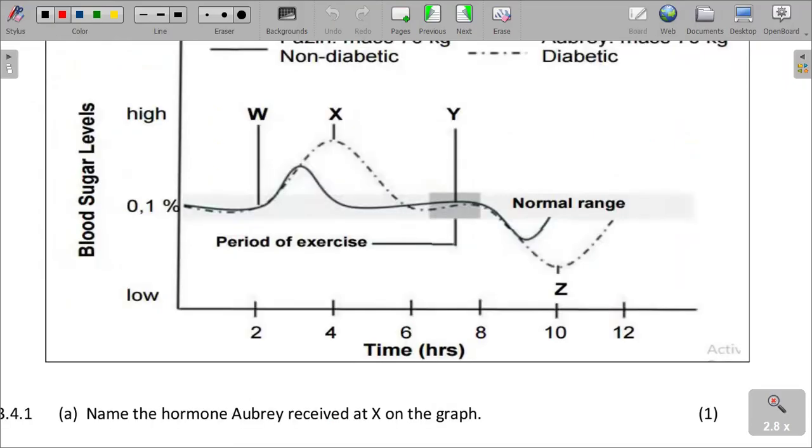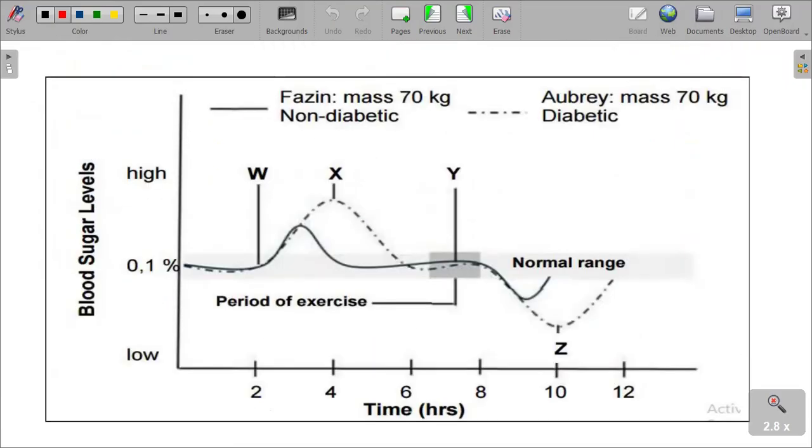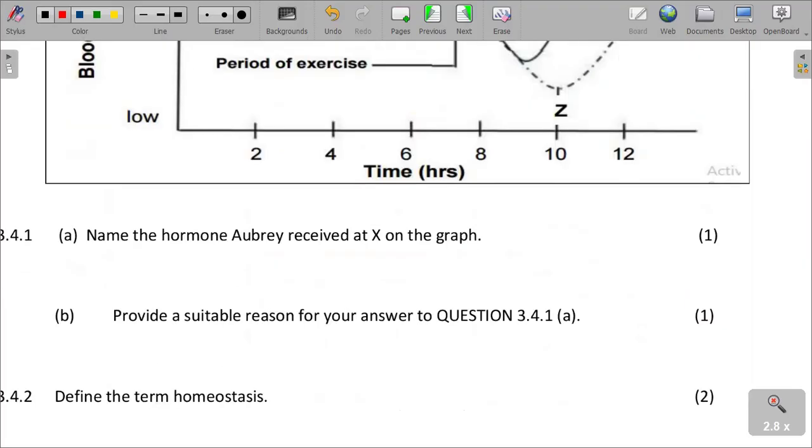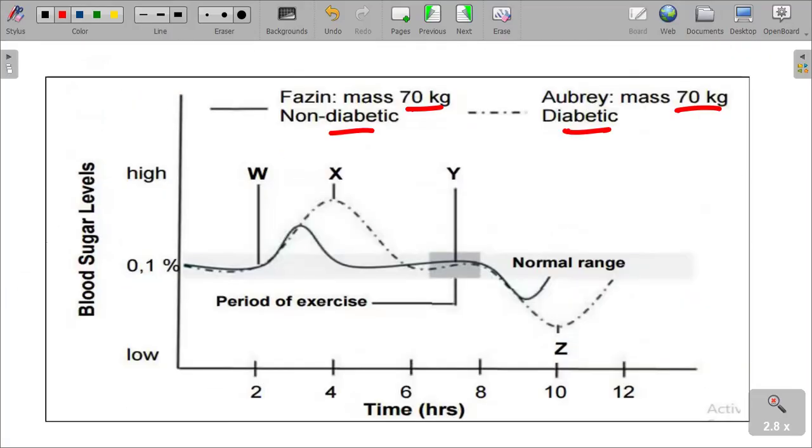Let's just answer the last one. This is going to be our last question. Fazin, mass 70 kg, non-diabetic. Aubrey, mass 70 kg, diabetic. And then period of exercise, normal range. We are given time and blood sugar levels there. So the question is saying, name the hormone that Aubrey received at X on the graph.